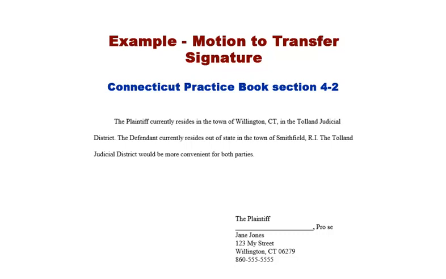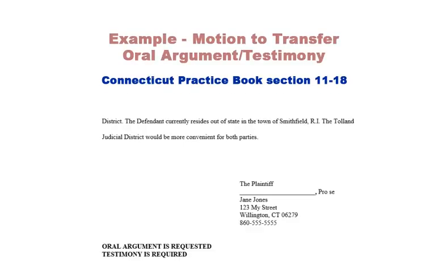It begins with indicating if you are the plaintiff or defendant. Below this indication is your signature. Below your signature, type your name. Below your name, type your address. Below your address, type your telephone number. In our example, the plaintiff, Jane Jones, will sign on the line and her name, address, and telephone number are typed below her signature.